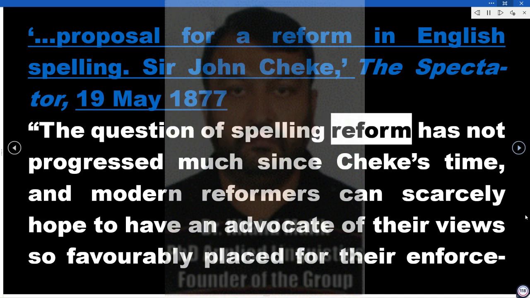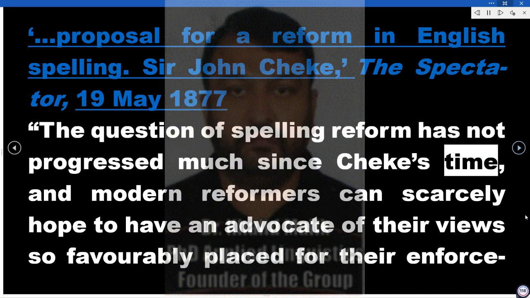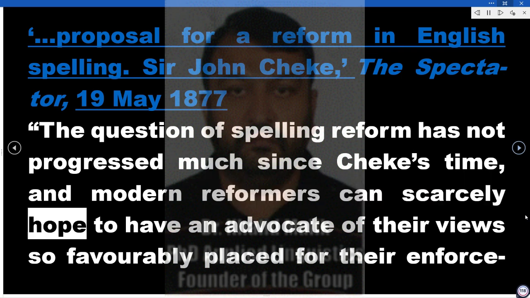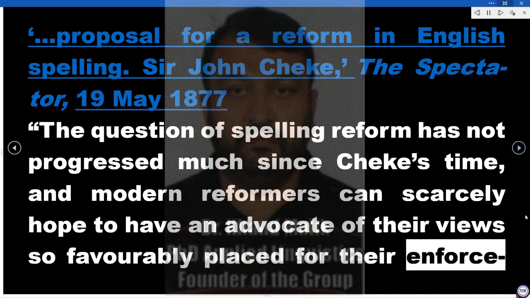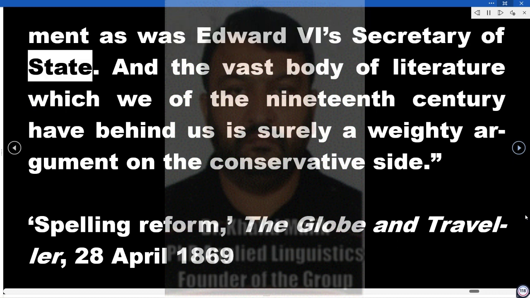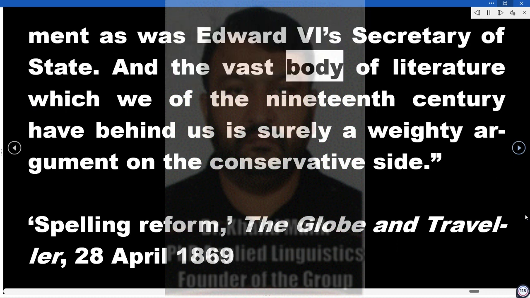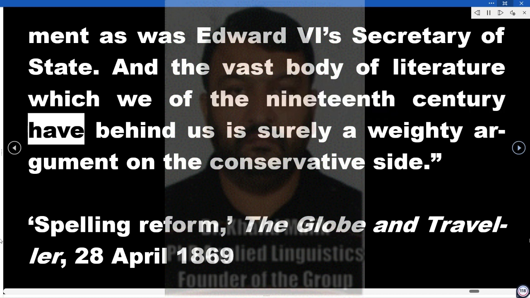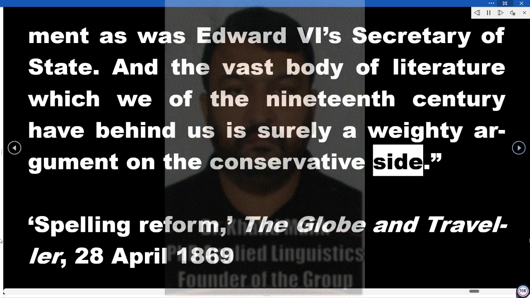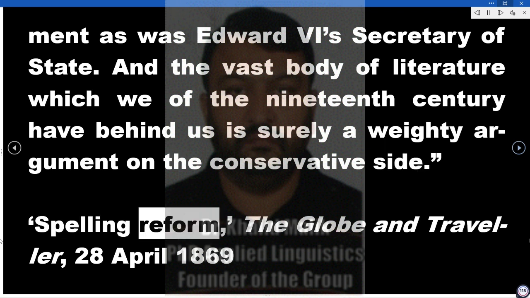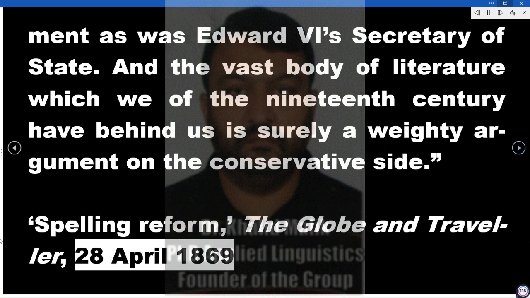The question of spelling reform has not progressed much since Cheke's time, and modern reformers can scarcely hope to have an advocate of their views so favorably placed for their enforcement, as was Edward VI's Secretary of State. And the vast body of literature which we of the 19th century have behind us is surely a weighty argument on the conservative side. Spelling Reform, The Globe and Traveller, the 28th of April 1869.